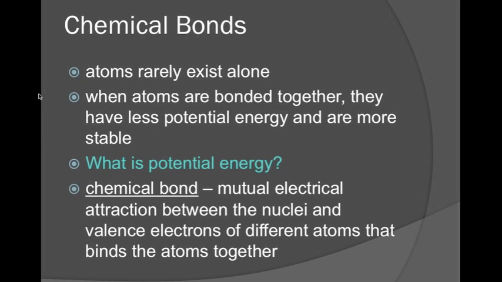Now, in dealing with chemical bonds, we say that atoms don't want to exist alone. The whole reason why something will bond is because they want to become more stable. They want to have less potential energy. So a chemical bond is a mutual electrical attraction between the nuclei and the valence electrons of different atoms that bind the atoms together. A chemical bond is when two atoms are bonded together because of those valence electrons.